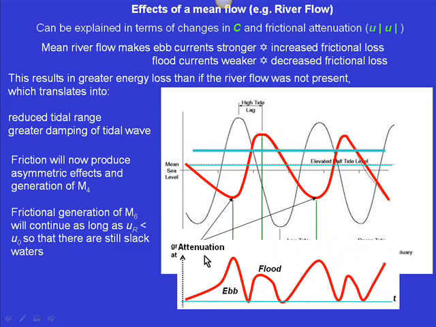If you plot energy attenuation versus time, during ebb you're going to have more attenuation, that is during this period. During flood it's going to be weak, during ebb strong, during flood weak. It is said to be symmetric because the maximum attenuation occurs during maximum current, even though in magnitude it is asymmetric.